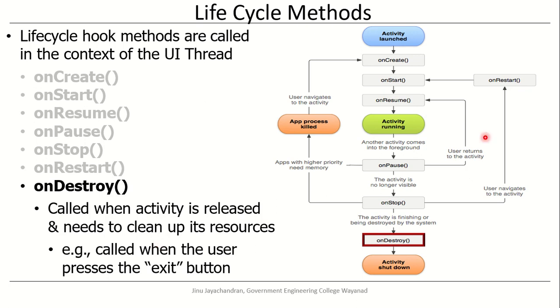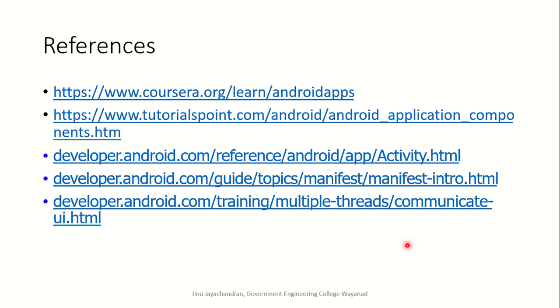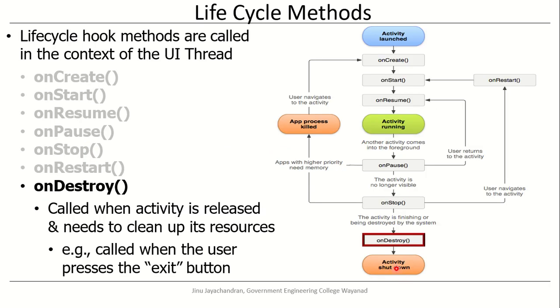Now let's say from onStop the user has pressed the exit button, or Android has killed the application for some reason. Then the onDestroy callback function will be called. The state of the application will be destroyed, and the activity will shut down. So these are the different callback functions used in different states of the activity lifecycle. This is basically the flowchart of how the callback functions are called.